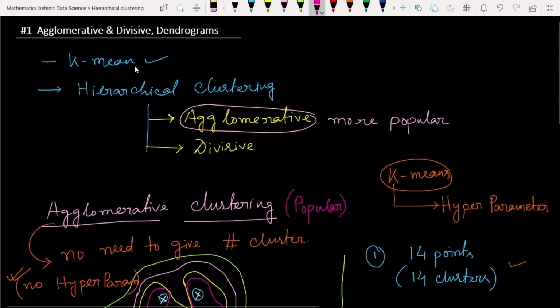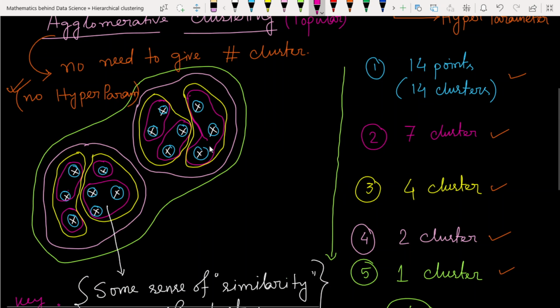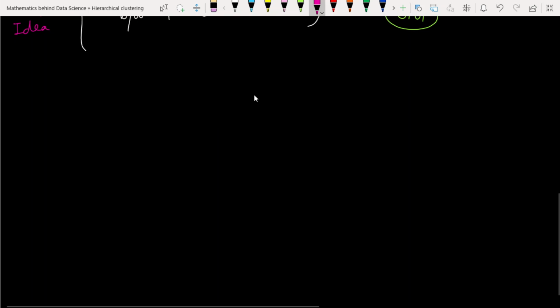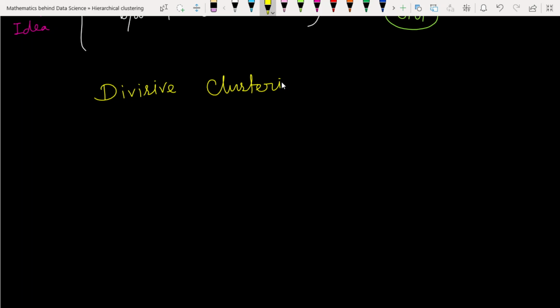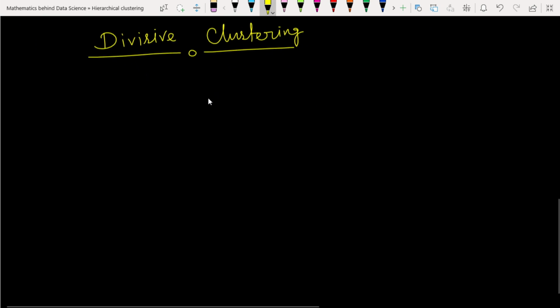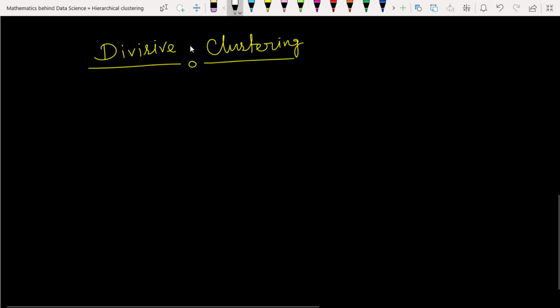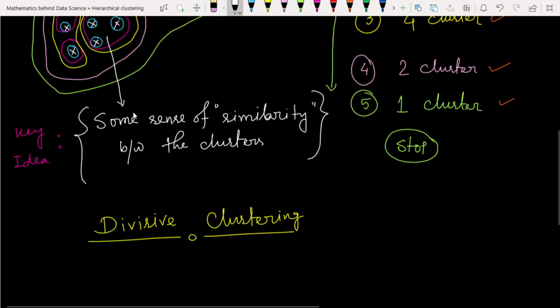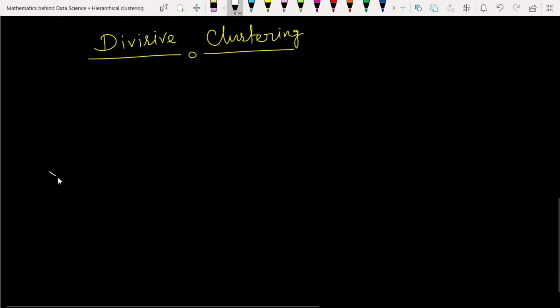Now let's try to understand divisive clustering. What is this divisive? Now let's see. Divisive clustering. Let's try to see this. Similarly, we will take the same kind of example for better understanding. Let's take these data points that we have in our data.